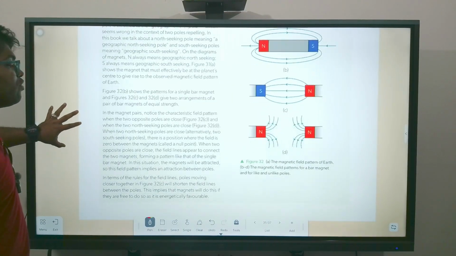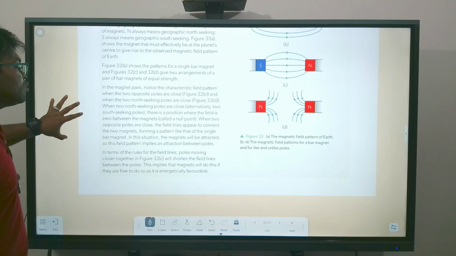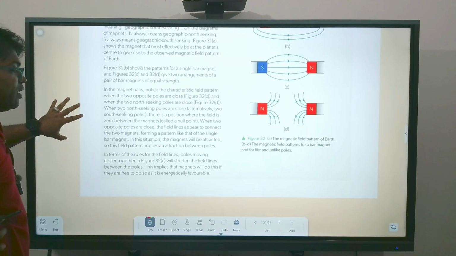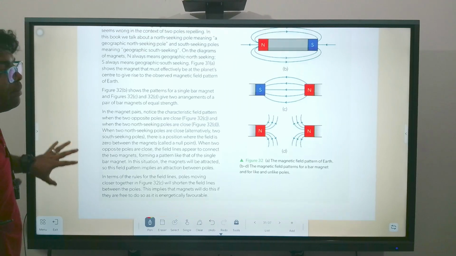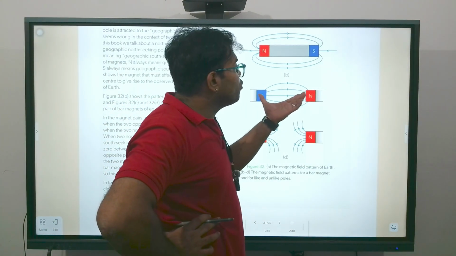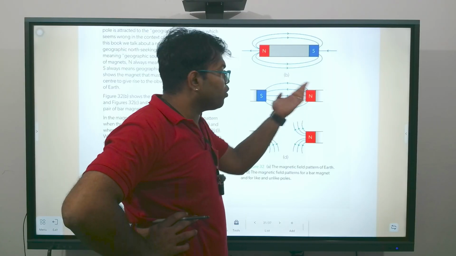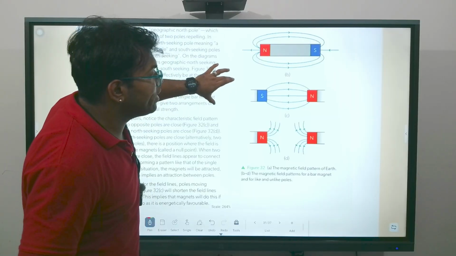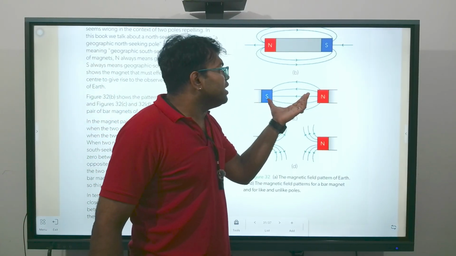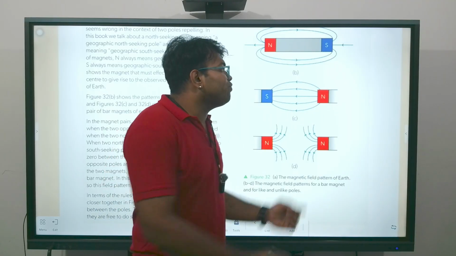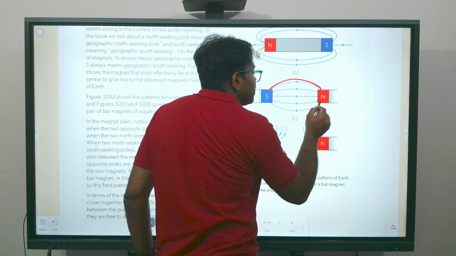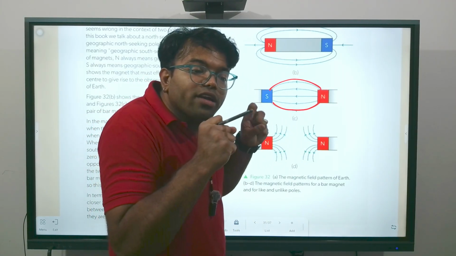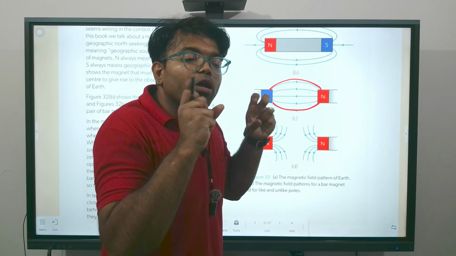So, in terms of the rule for the field lines, poles moving close to each other in figure 32c will shorten the field lines between the poles. This implies that magnets will do this if they are free to do so, as it is energetically favorable. So that is the reason why, when two opposite poles, one north pole and a south pole, are brought closer to each other, what happens? There is one field originating from here and another field originating from here, and the fields want to shorten their length.